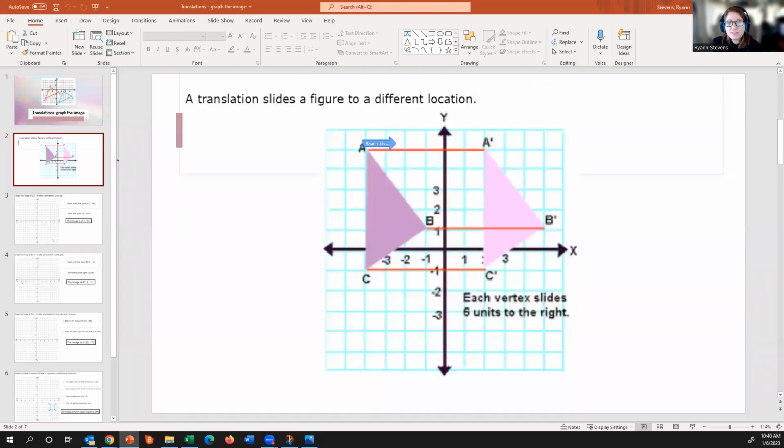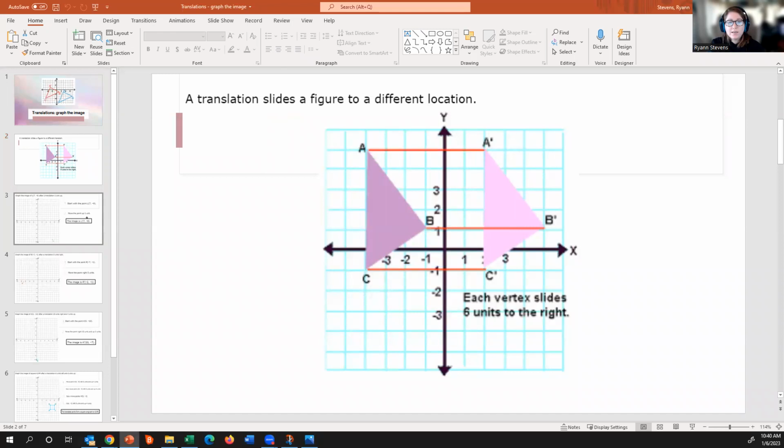So when we think about a translation, it is going to slide the figure to a different location. We started here and we had to slide the point over. Same thing with B, we're going to slide this over, and then the same thing with C. We should get a shape that has exactly the same dimensions that we had to begin with. Okay. We're going to look at some examples of translations and how to graph them.